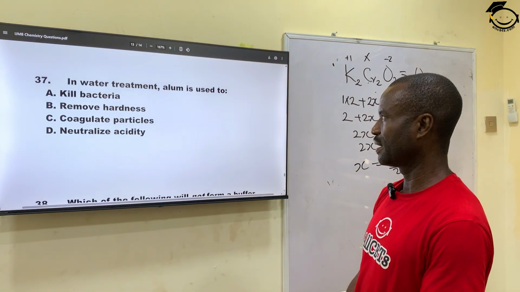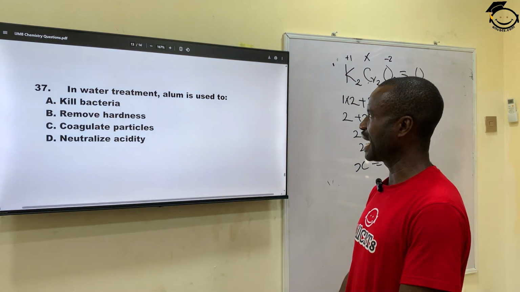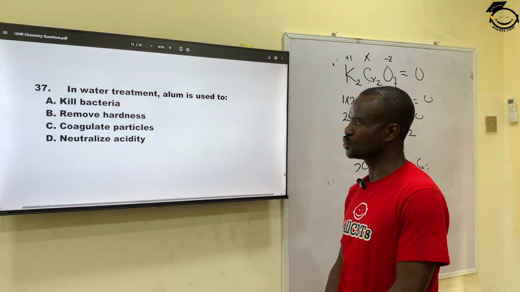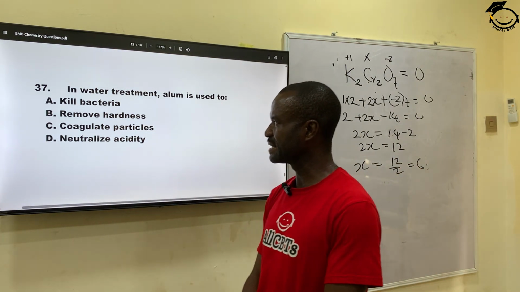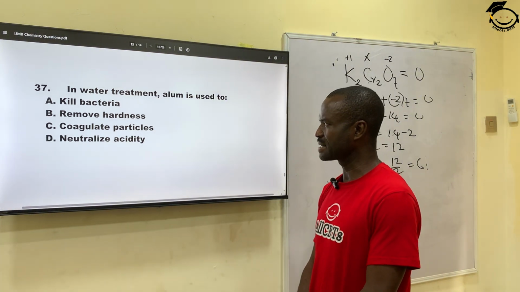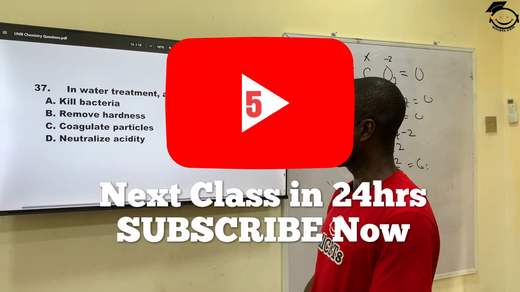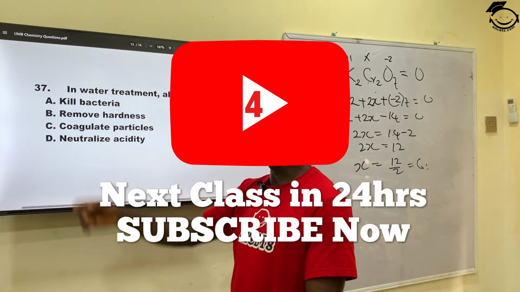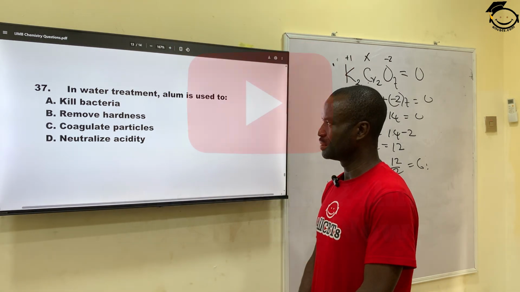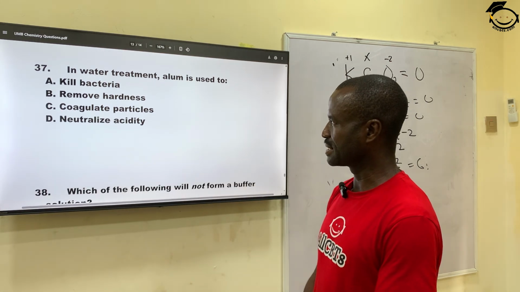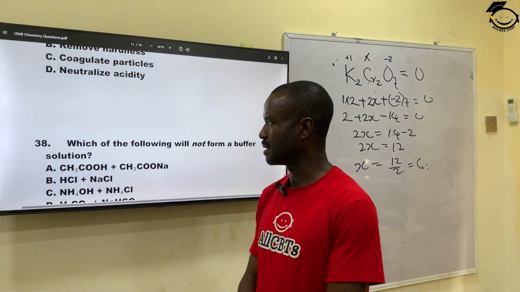37. In water treatment, alum is used to do what? A, kill bacteria. B, remove hardness. C, coagulate particles. D, neutralize acidity. The correct answer is C. Alum is used to coagulate particles. They are coagulants used for coagulating particles.